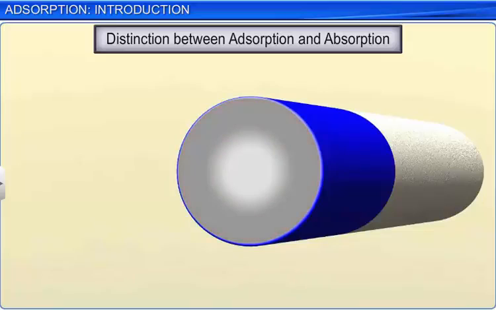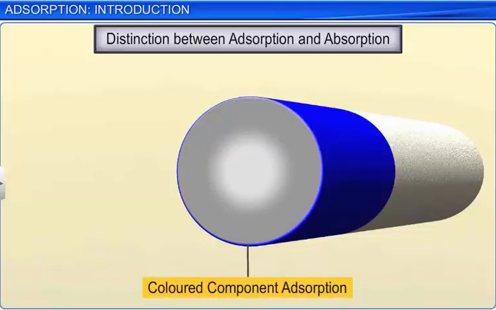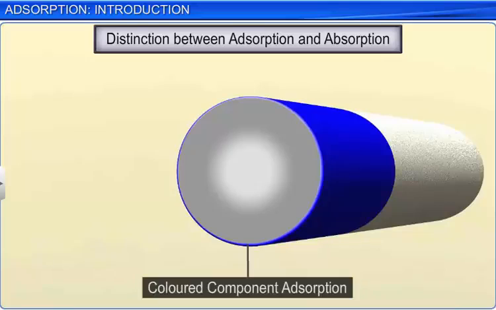However, the solvent in which the pigment was present has uniformly passed into the bulk of the solid. Thus, the color component of the ink has undergone adsorption, while the solvent has been absorbed by the chalk.